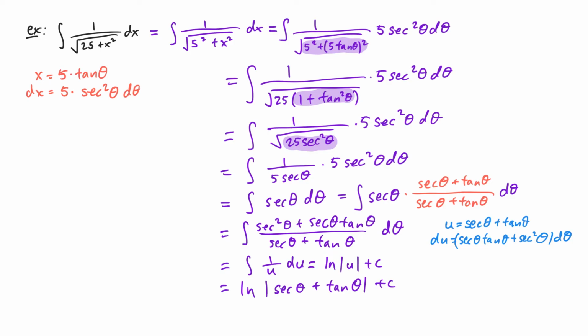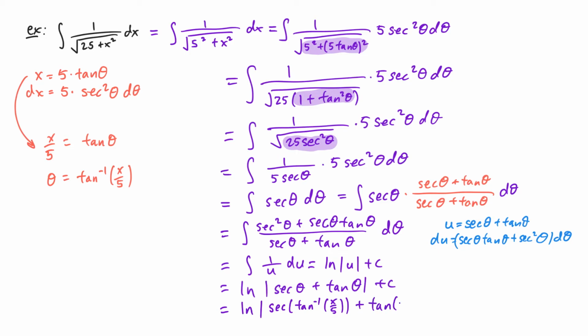And our very last step is to rewrite this back in terms of x. We had our initial substitution of x equals 5 times tangent theta. So if I solve for theta, I get x over 5 is equal to tan theta. This means that theta is equal to arctan of x over 5. So if we substitute this into our antiderivative, we have ln of secant of arctan of x over 5 plus tangent of arctan of x over 5 plus c.